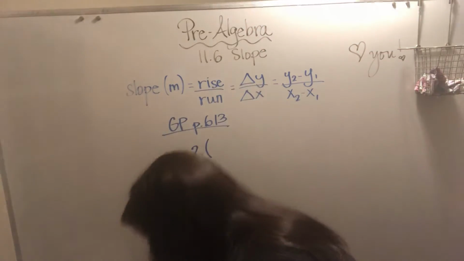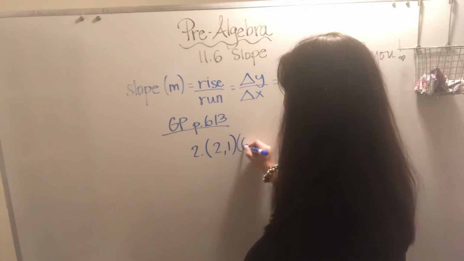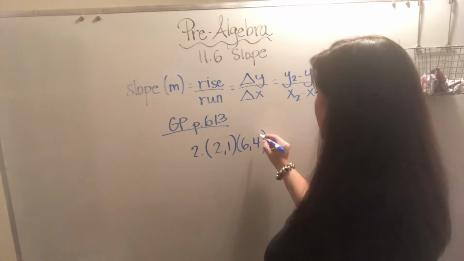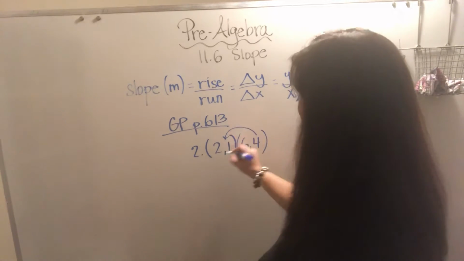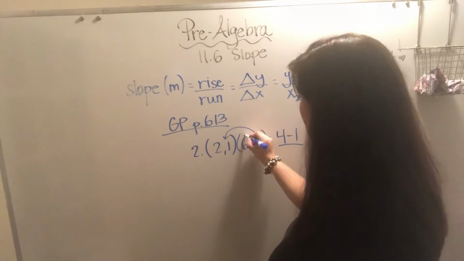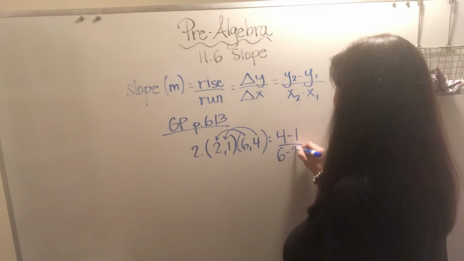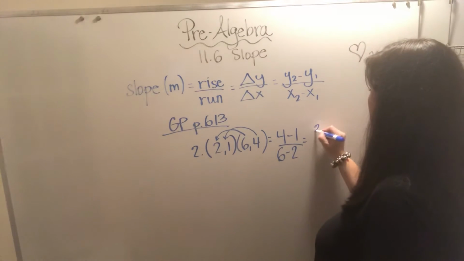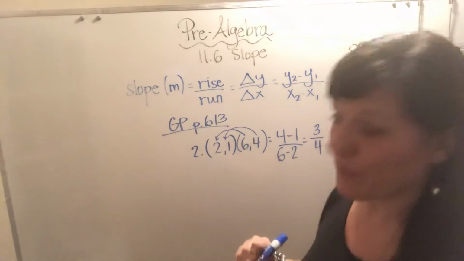And your coordinates are 2, 1, 6, 4. Oftentimes, I do this to help me remember. This is y2 minus y1 over x2 minus x1. 4 minus 1 is 3. 6 minus 2 is 4. My slope is 3 over 4.